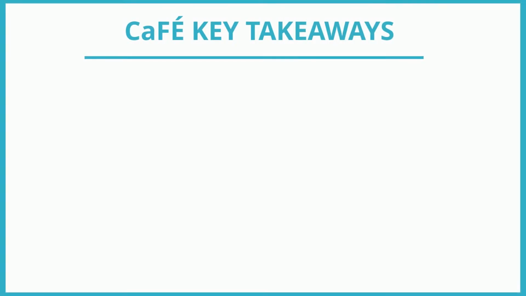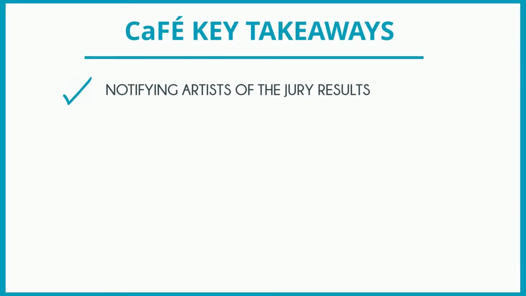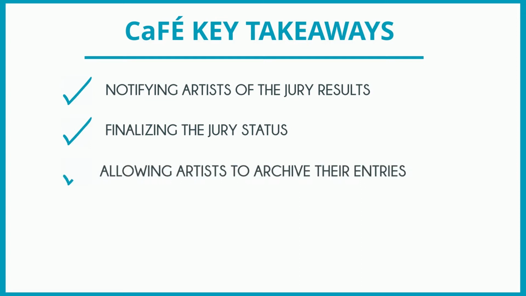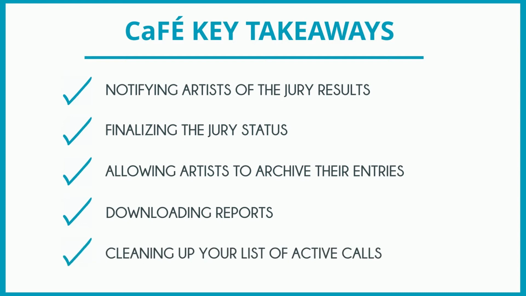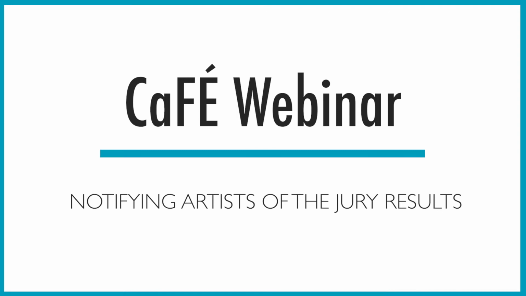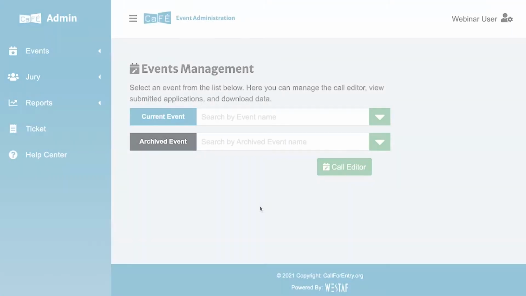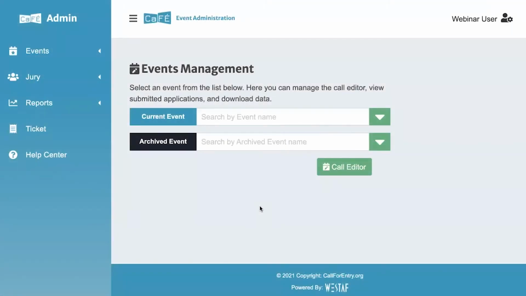The key items that we'll cover today include notifying artists of the jury results, finalizing the jury status, allowing artists to archive their entries, downloading reports, and cleaning up your list of active calls in your account. The first thing we'll talk about today is notifying artists of the jury results. As I said, we'll show you all the processes that will take place after you've done your jury.